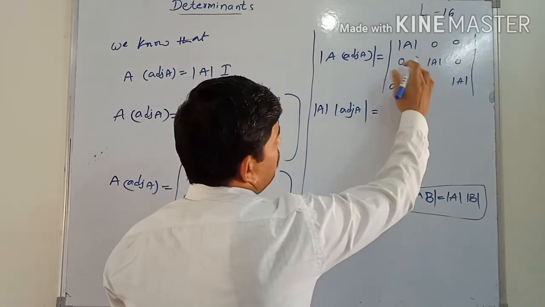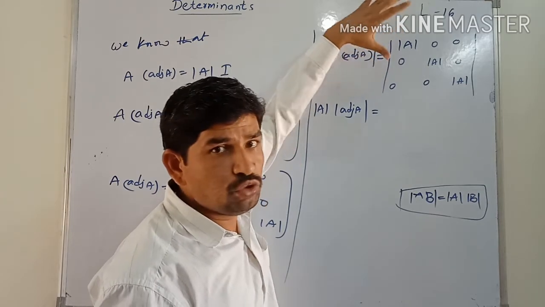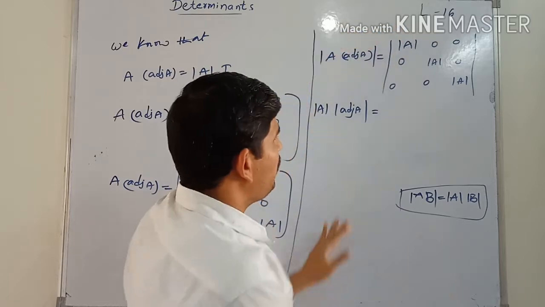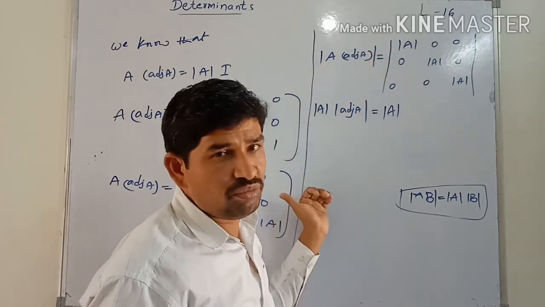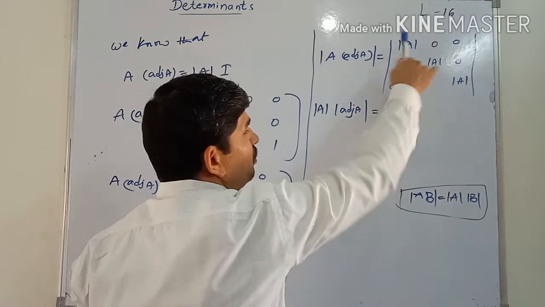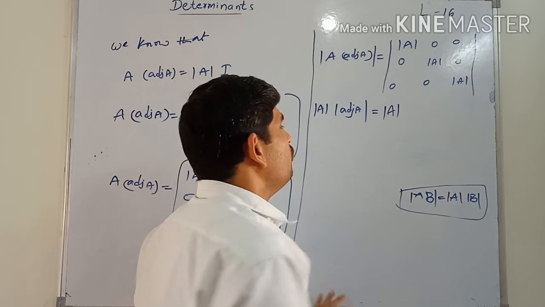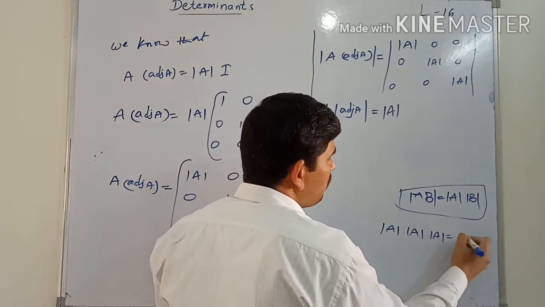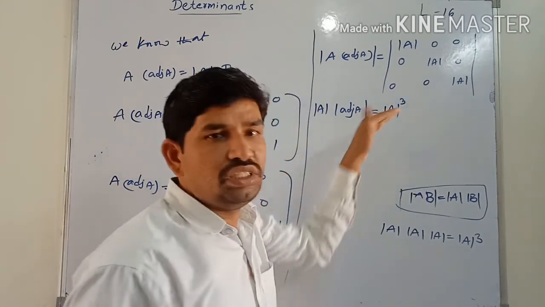After that, see, this is the determinant we have here. So from this determinant, by using some rules for the determinant, from the first row we can take determinant A outside. Yes or no? From the second row also we can take determinant outside. From the third row also we can take determinant outside. Means we will write determinant of A into determinant of A into determinant of A, which is nothing but determinant of A whole cube.